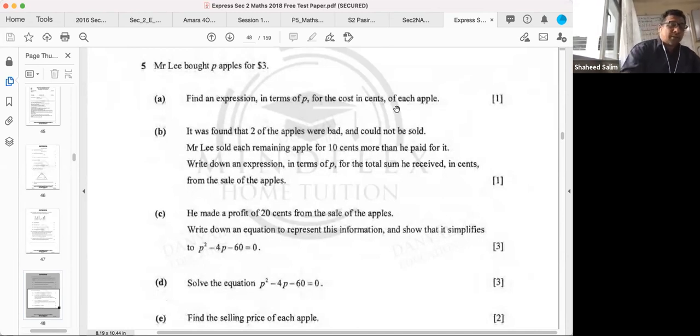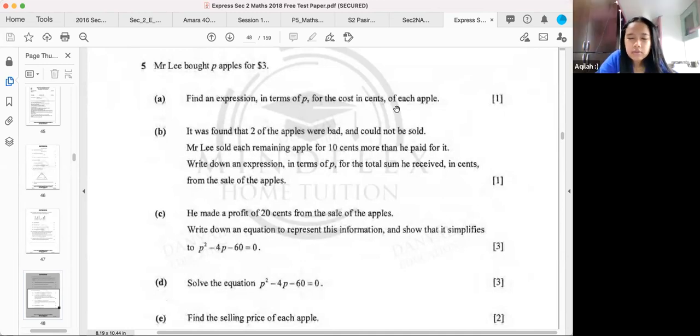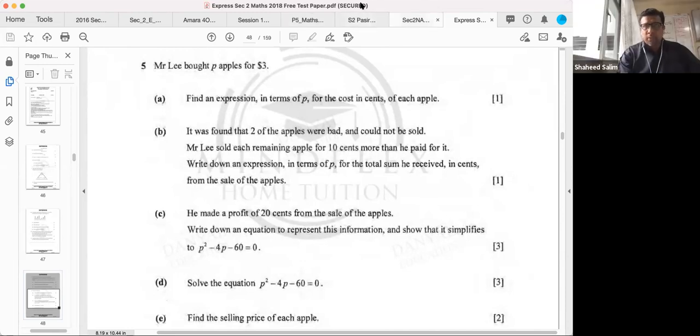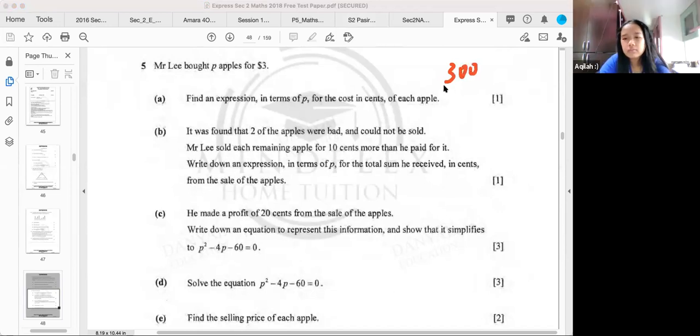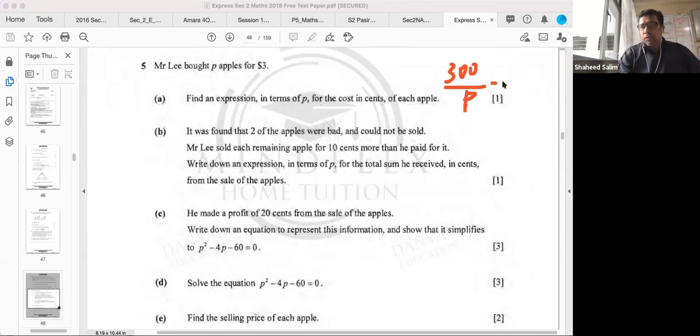So you must add 10 cents to it. So it's 300 over P, not 310 divided by P. Good. You have to add it like that. You got 300, right? Over P. You cannot add the 10 cents down here. You must add it like that. Okay, because this doesn't have a denominator.